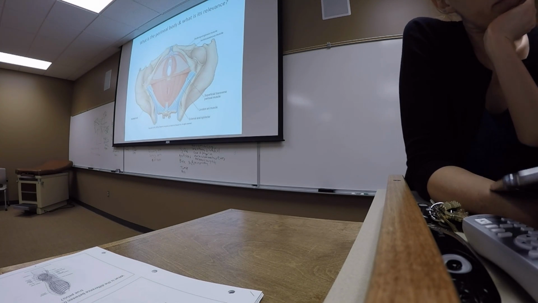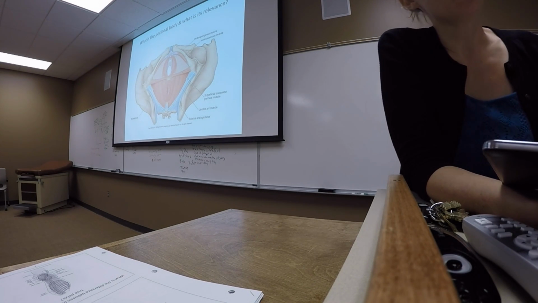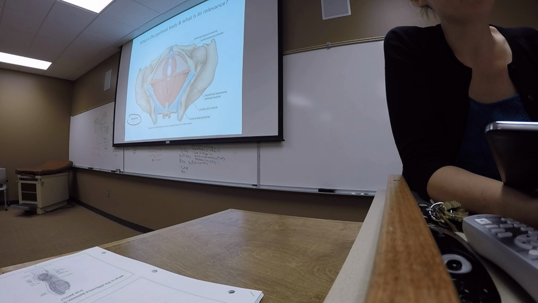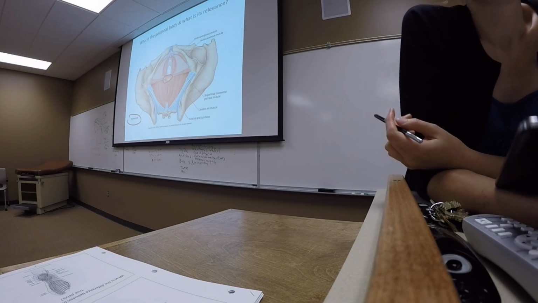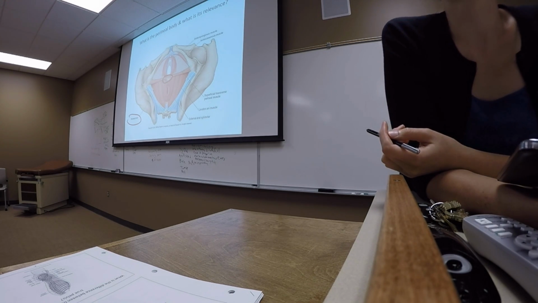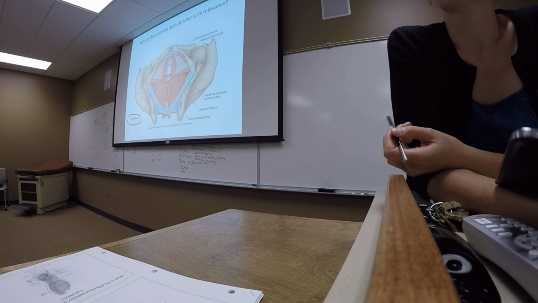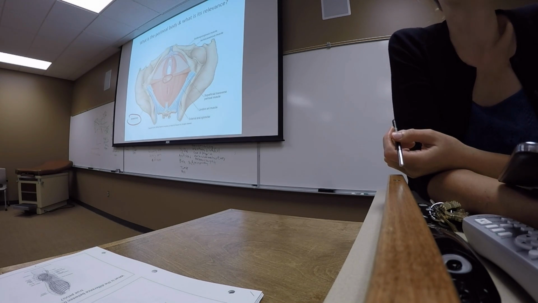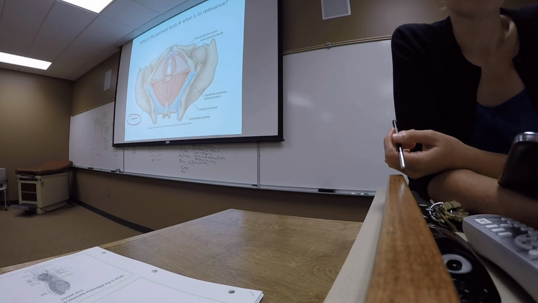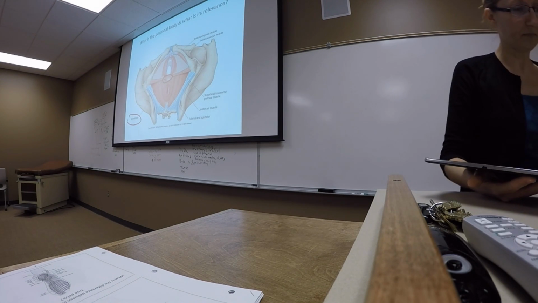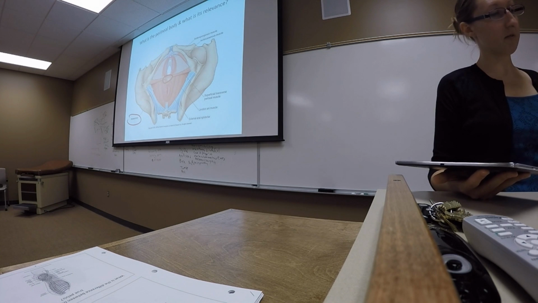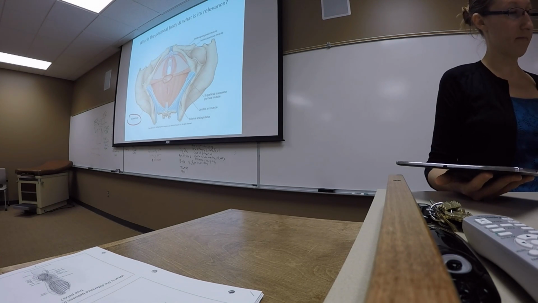Next question, what is the perineal body? The perineal body is a poorly defined region, but it's an area where a lot of the muscles in the pelvic floor converge. So a lot of them come together, and it serves as an attachment point for those muscles.